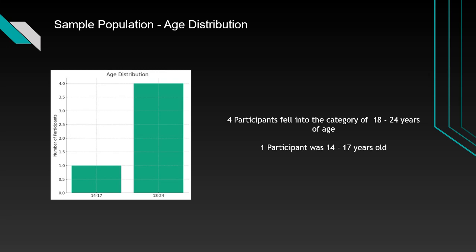This is just the age distribution. This is mostly straightforward, especially considering we already collected data regarding their education level. Everyone in college should be around 18 to 24, and the high school student would be around 14 to 17.